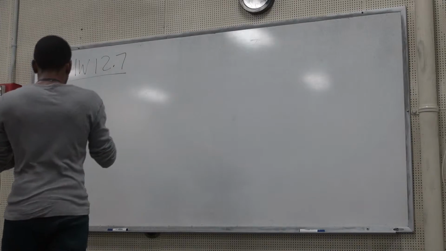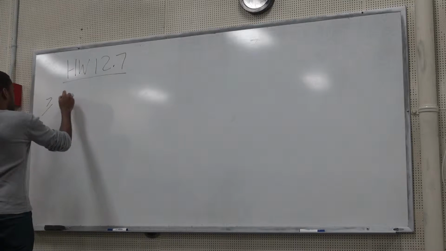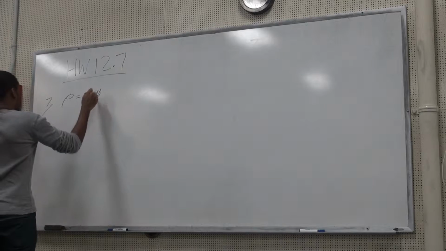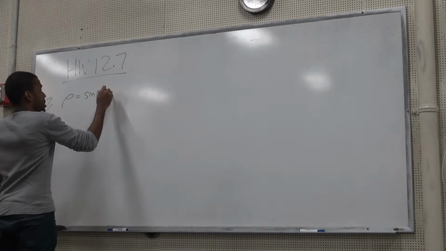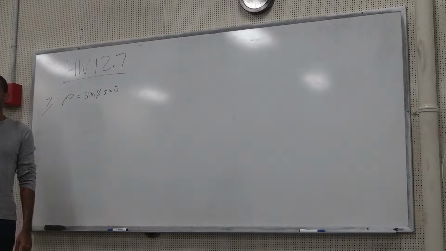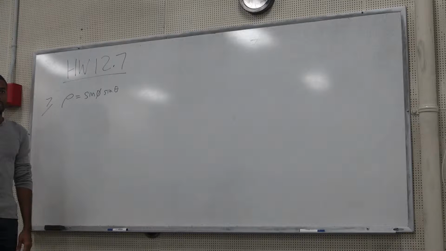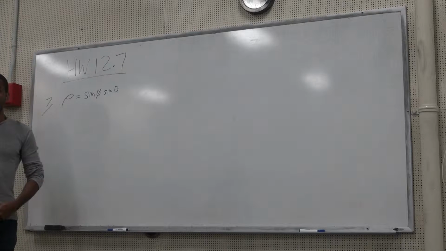Identify the surface whose equation is given by rho equals sine phi sine theta. What surface is that? It's a sphere. What's the center? How do you know that?